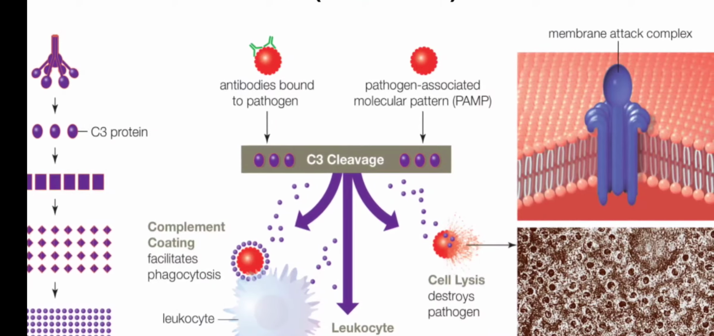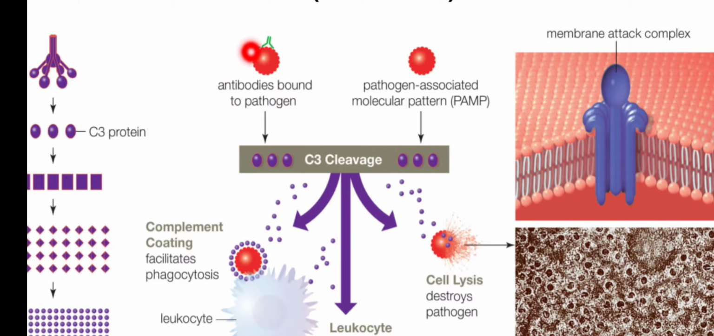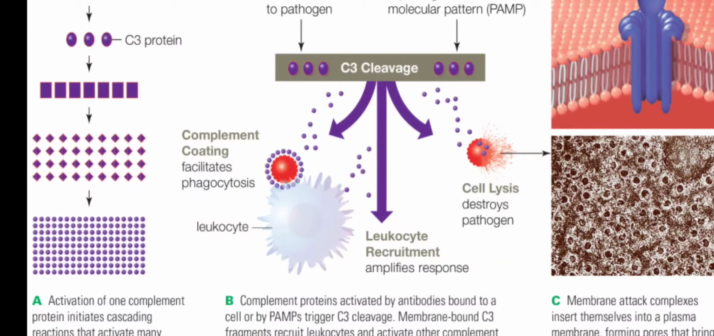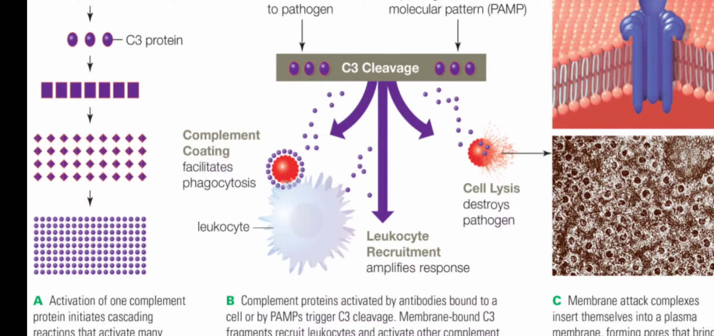Here is another view of that. You have antibodies here, the green ones, and this is your pathogen. Or it can be based on pathogen-associated molecular patterns, which are patterns on the surface of pathogens that tell our immune cells that this is an enemy. Either the antibody tags or the PAMPs can activate the cleavage of the C3 molecules. So what do those cleaved C3 molecules do? It's the start of a cascade of reactions, but not a single linear reaction. Multiple reactions happen at the same time.